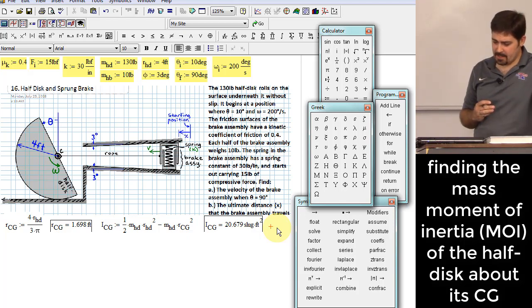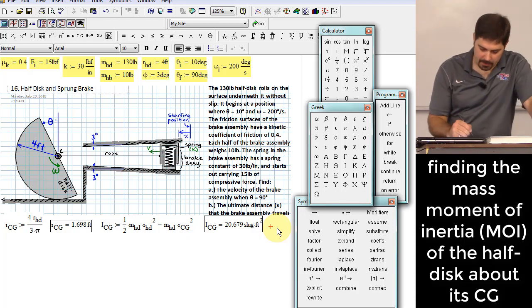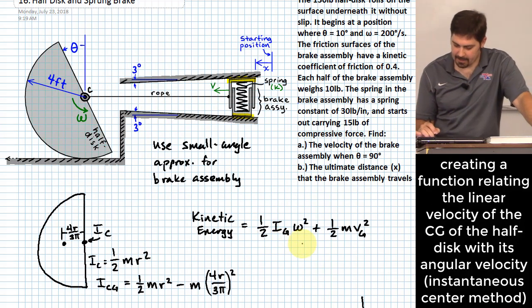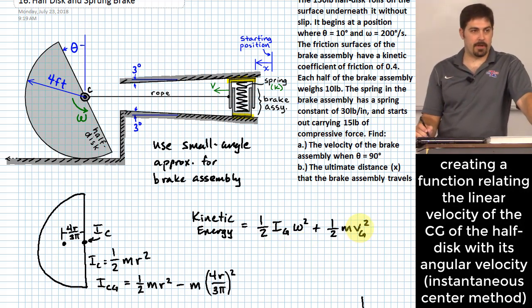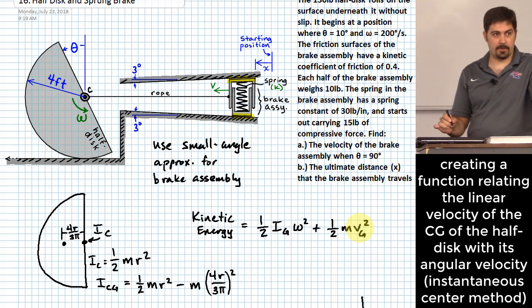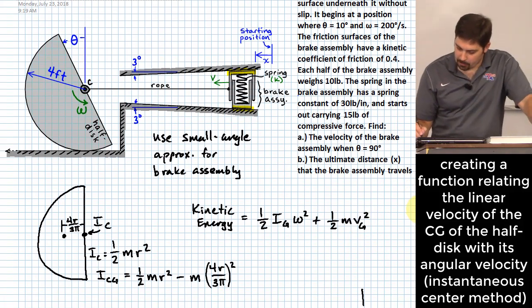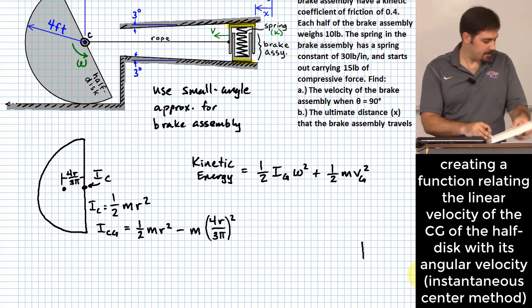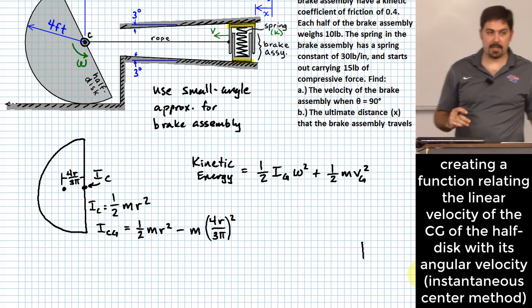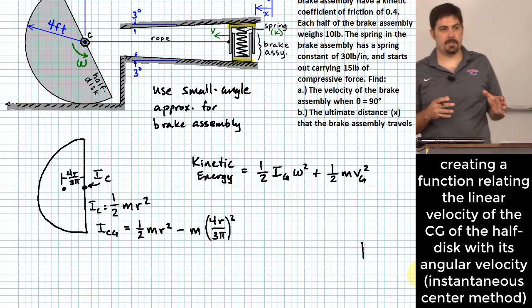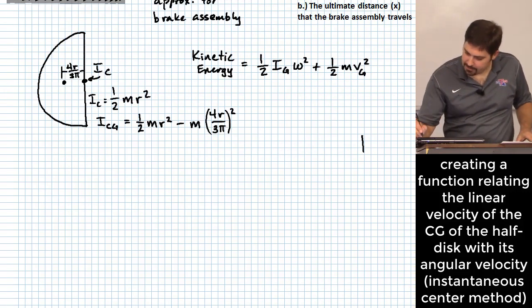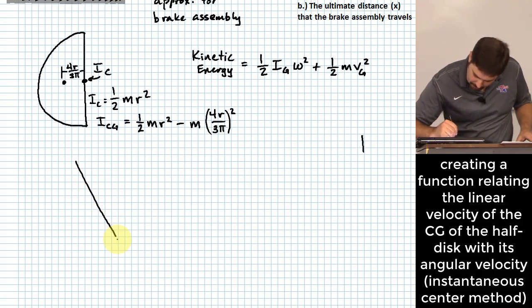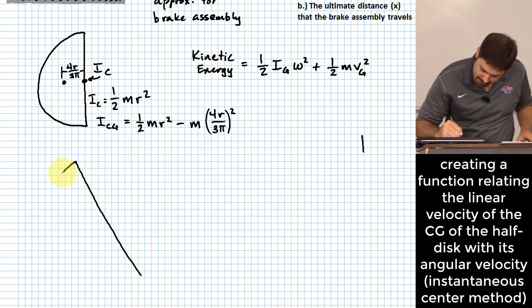Well, how about this? I already put this equation up here, right? This 1/2 Ig omega squared and 1/2 mvg squared. Why don't we work with that, and come up with a function that gives us how much kinetic energy we've got in the half disk? So to do that, let me actually redraw my half disk again. And I'm going to draw it such that it's now at some angle.